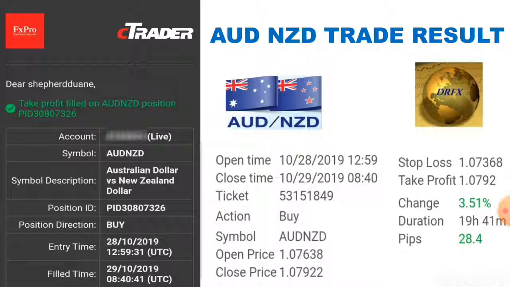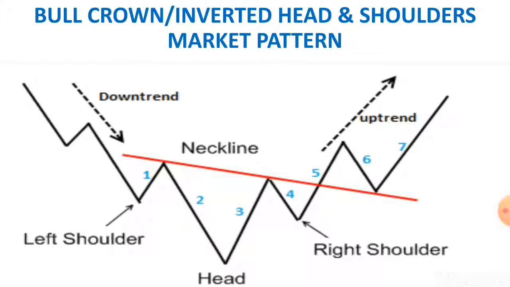So I'm going to be taking a look at the main technical factors which supported this trade, with a focus being on the bull crown inverted head and shoulders market pattern, which is very popular across the currency market when it comes to transitions from downtrends to uptrending markets.